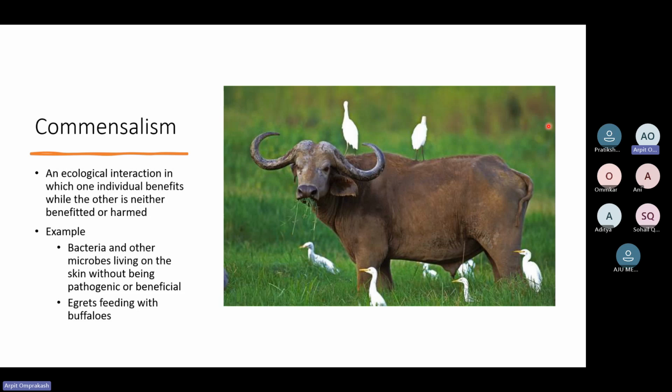So the egrets and the cranes are basically eating with the buffalo. As the buffalo moves and eats grass, there are perturbations in the grass and a lot of insects come out. And basically, these egrets eat them. So the buffalo is not getting any benefit, but the egret is getting a benefit. The buffalo is not harmed, the egret is not harmed. That is the third harmonious interspecific interaction.